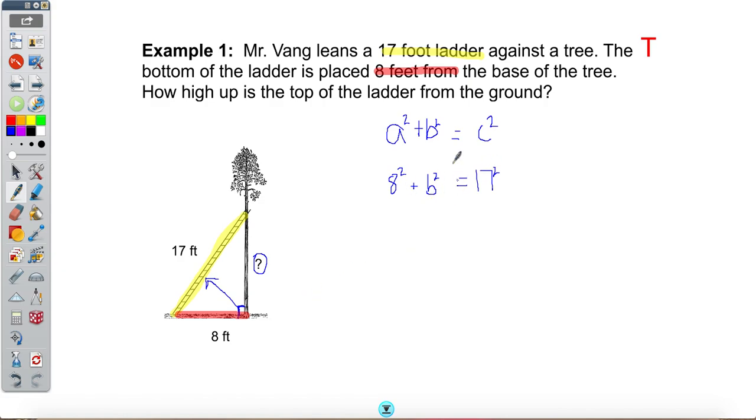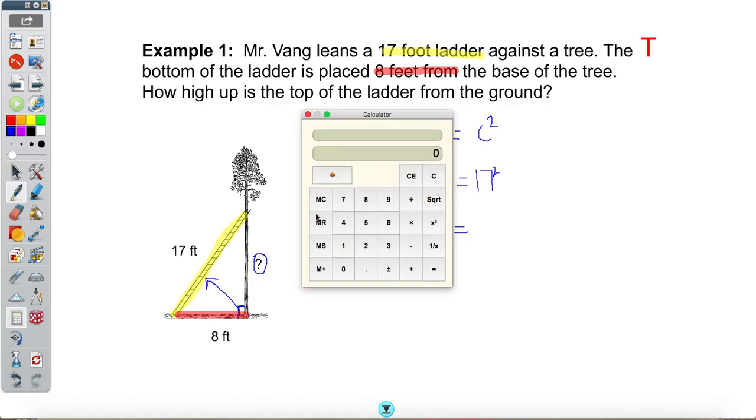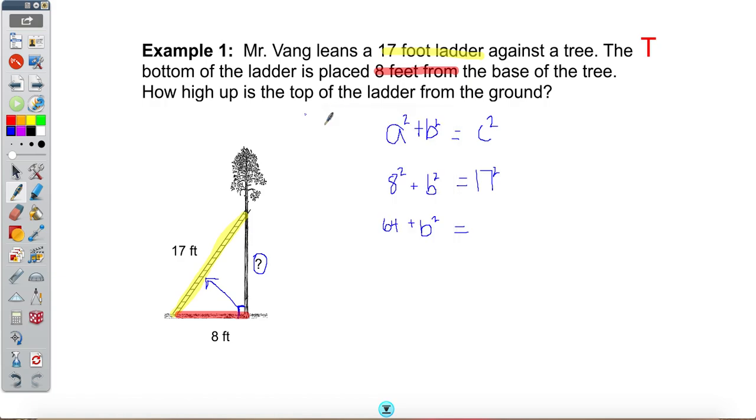So then our next step is we're going to get rid of as many exponents as we can. So 8 squared is 8 times 8, that's 64. We can't get rid of the b squared yet. And 17 squared, or 17 times 17, is 289.